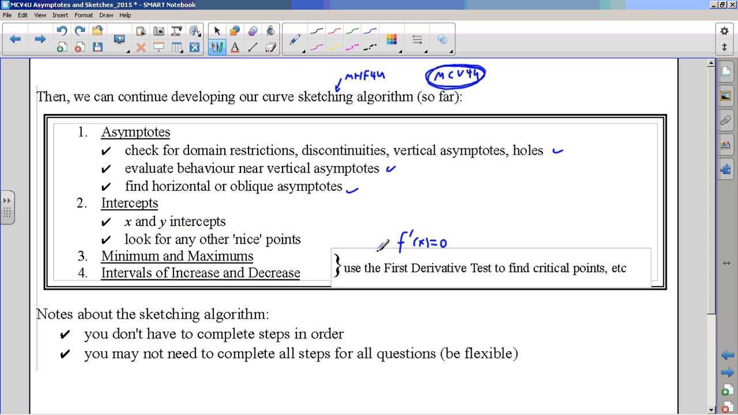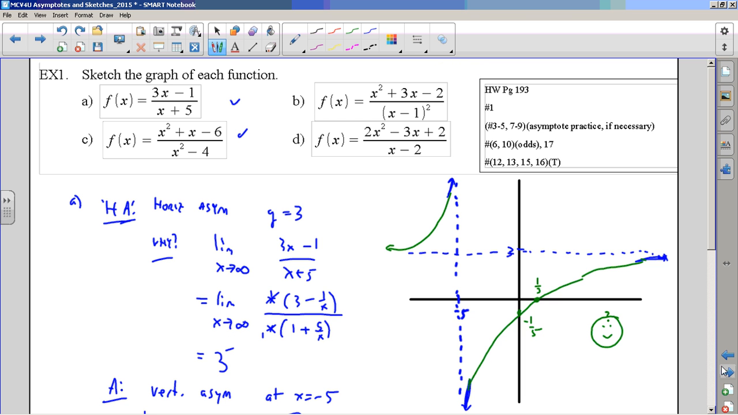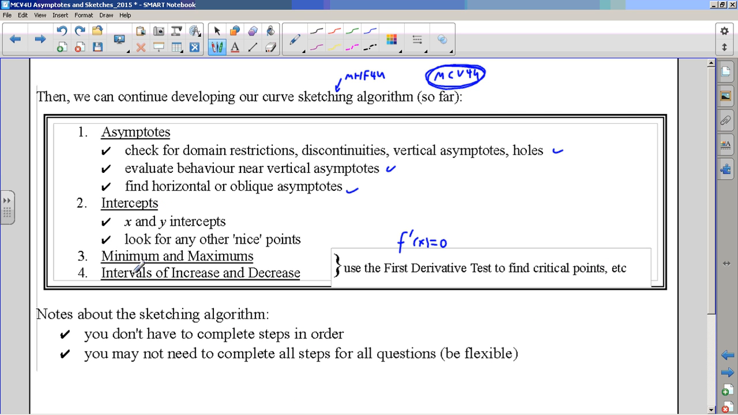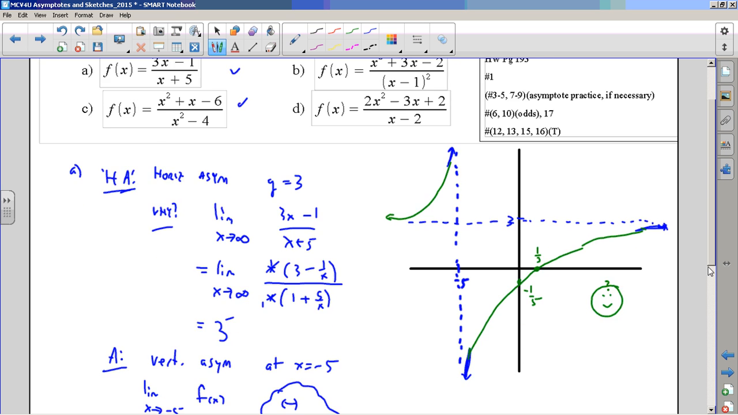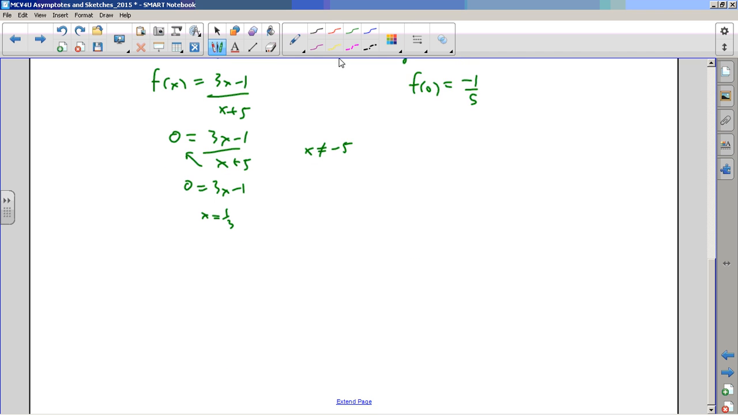We had look for any other nice points. Well, do we need any more nice points? Maybe, maybe not. I'm pretty sure that I know what's going on. But it's calculus class, so I'm still going to have to do the derivative and try to find maximums and minimums. So max and mins, down here in a different color.